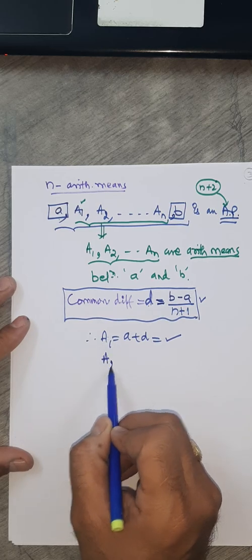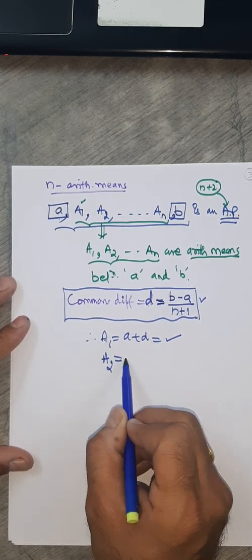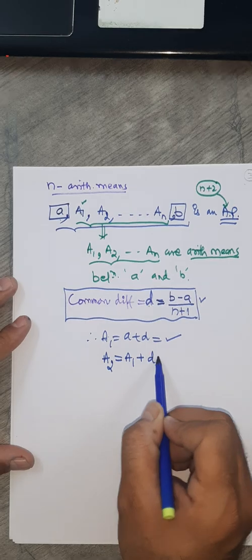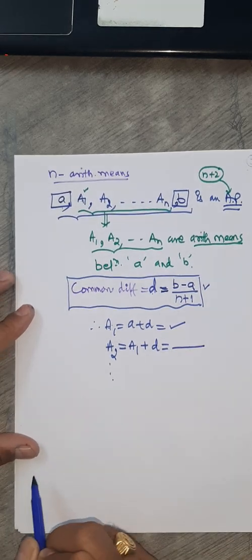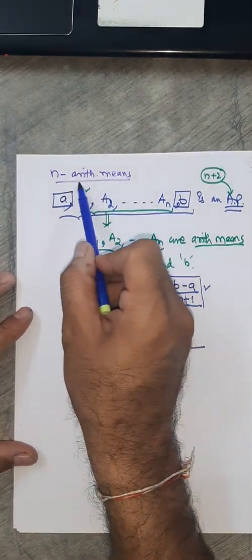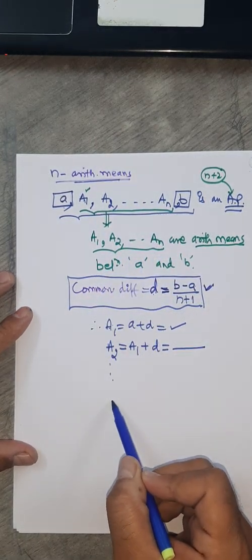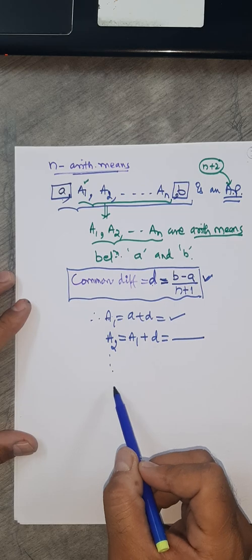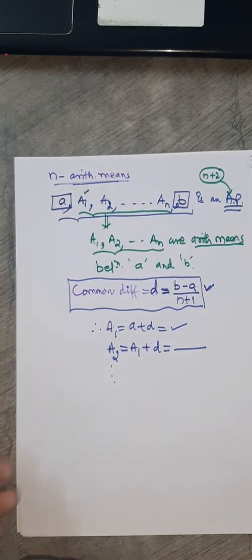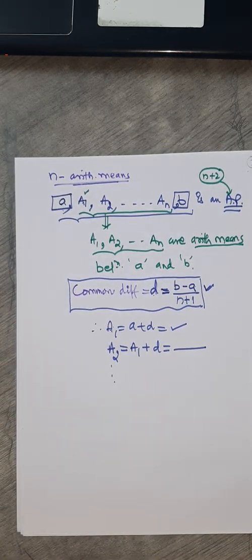Once you know A1, how do we get A2? That is the above term A1 plus again the common difference, and so on. Whenever you want to get n arithmetic means, just get the common difference and inductively keep on doing like this. Fine? I repeat, let me repeat the entire procedure that I've explained to you.